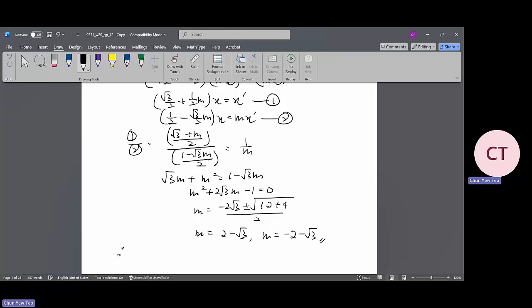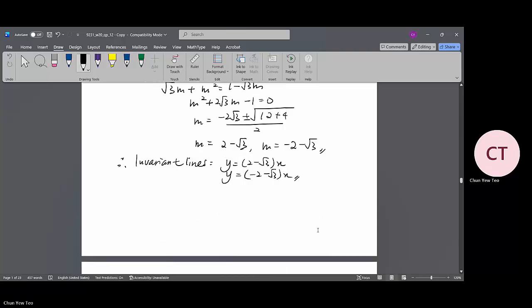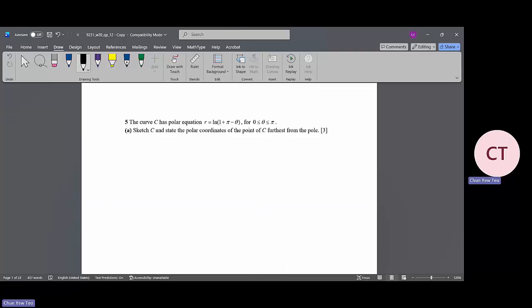Then therefore, your invariant line is y equals 2 minus 3x. Another one is y equals negative 2 minus 3x. Done. This will be the answer for question number 4. Move on, we have question number 5.